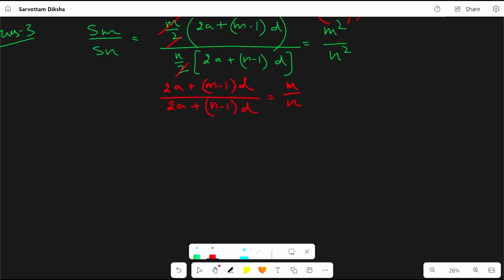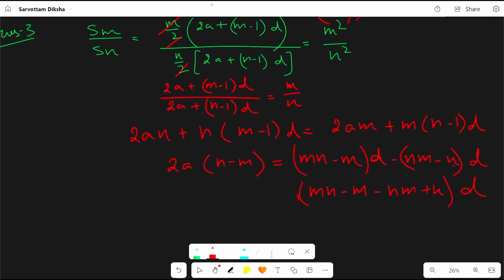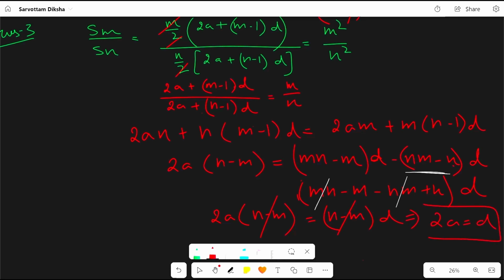Here I will do cross multiplication. Now, as we have done before, let me bring a terms on one side, n minus m, this is what I got, and d terms on one side. Please open brackets properly over here, otherwise you may mess up. And here mn cancel, so I have got n minus m. This n minus m gets cancelled on both the sides, and I have got 2a is equal to d. So I have got the relation.